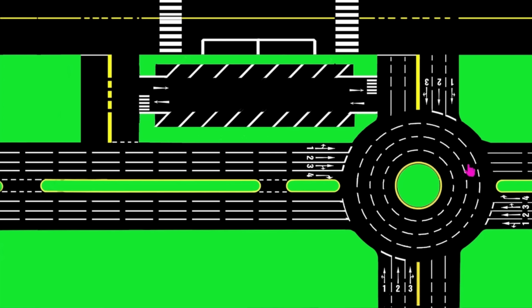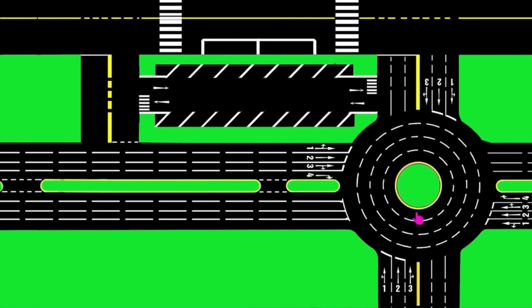Drivers on these lanes are not allowed to make a full circle or a 360-degree angle. You are required to keep left and move in a clockwise direction on the roundabout. Now, lanes are normally counted or numbered from the outermost lane to the innermost lane.